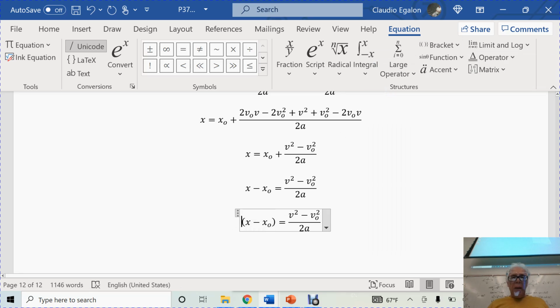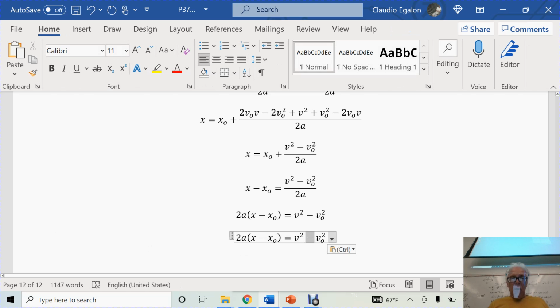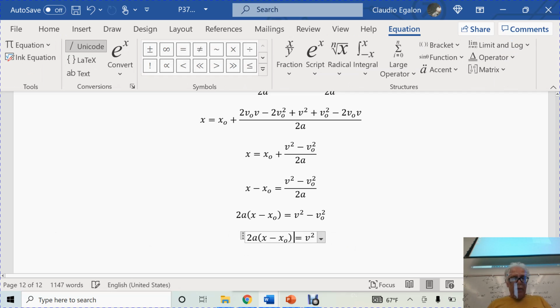Okay, good. Multiply both sides by 2a. And then pass the v naught to the other side and sum both sides with v naught square. Or, pass the v naught to the other side. Okay, so we usually write that with the v square on the left side, and we put the v naught square before.